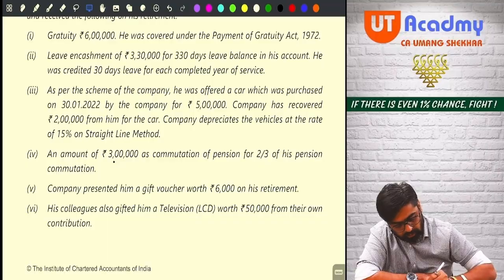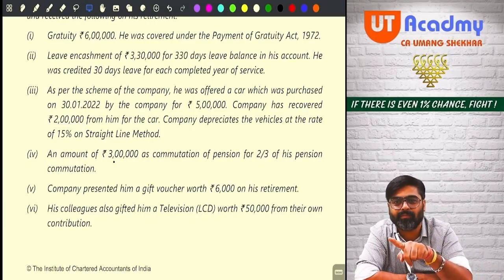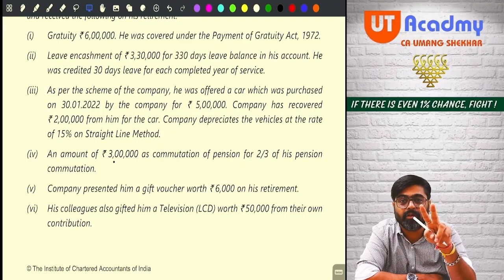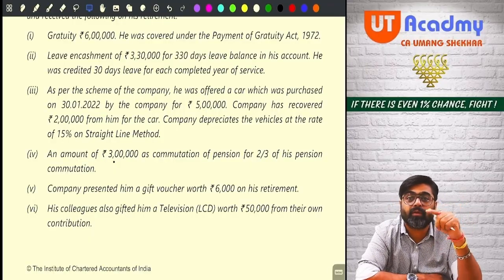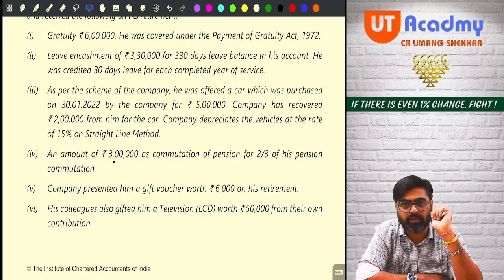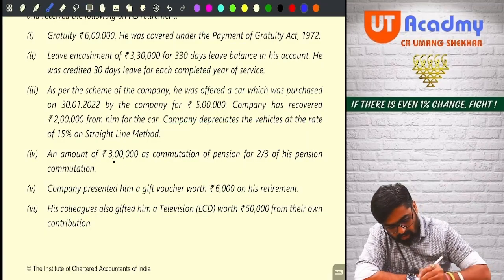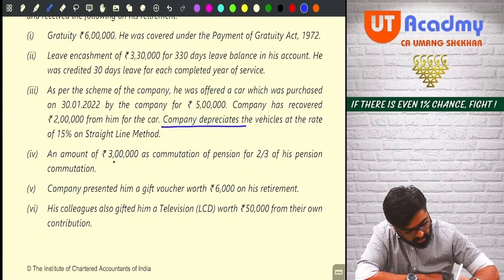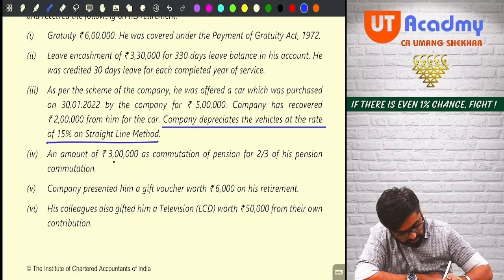And the car was offered for 2 lakh, meaning this is sale of a movable asset for 2 lakhs. So you will first have to find out the value of this car, and then out of that value you will reduce 2 lakhs, and then you are going to get the perquisite value for transfer of movable asset. Yes or no? Now the company depreciates the vehicle at the rate of 15% on the straight line method.